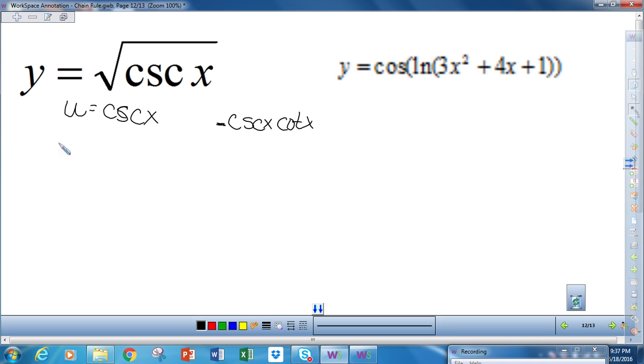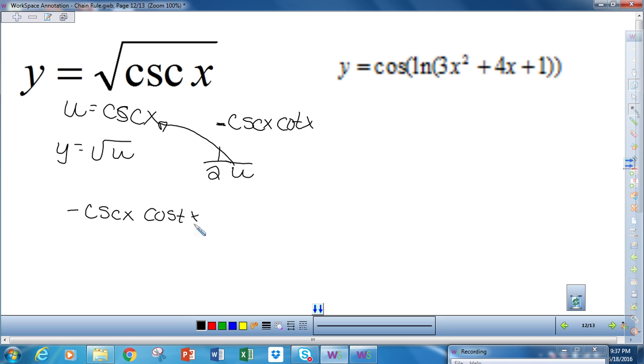And then we have y is equal to the square root of u, and the derivative of the square root of u is 1 over 2 square root of u. And then we have to remember that u is cosecant x. So this will give me negative cosecant x cotan x over 2 u raised to the 1/2. Sorry, it should be 2 u's raised to 1/2. And in this case, u is cosecant x, so it'll be 2 square root of cosecant x.